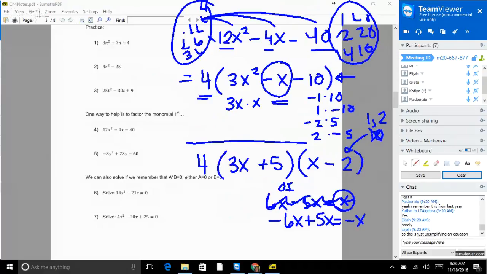So that is how I would factor number 4. And this is how you would write it. You would write it 4, right? Because we pulled out the 4, times 3x plus 5 times x minus 2. So that is allowed, to pull out a factor if you see that. So any questions about that?